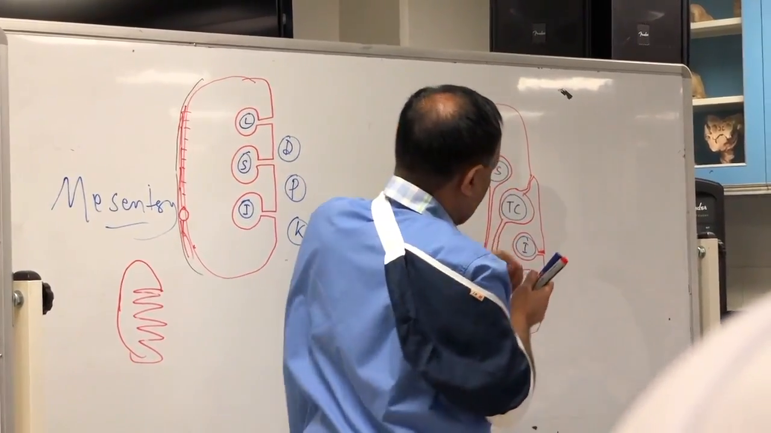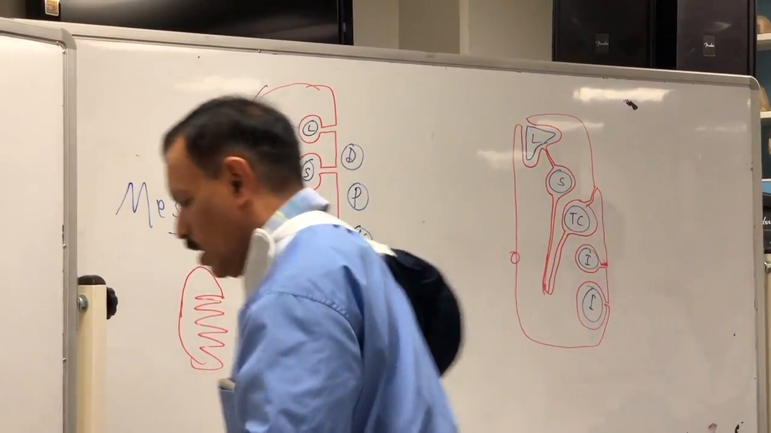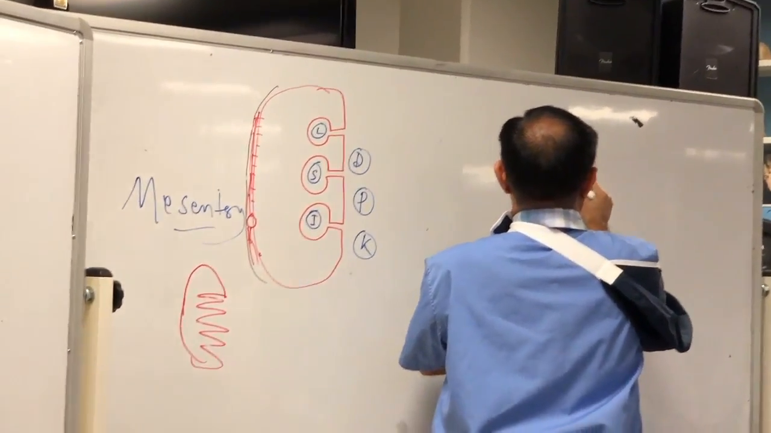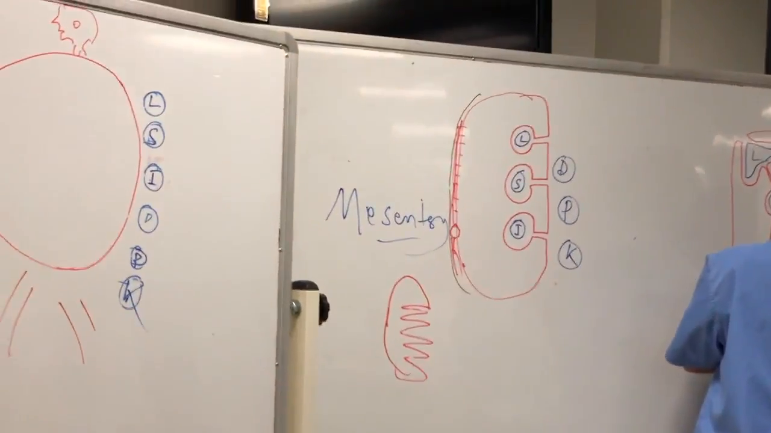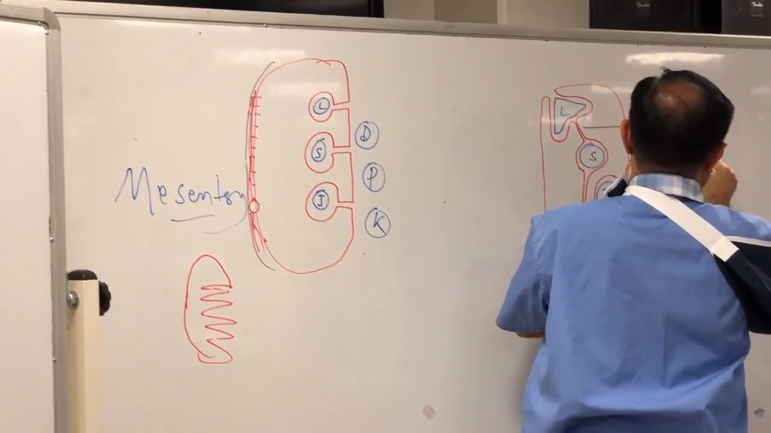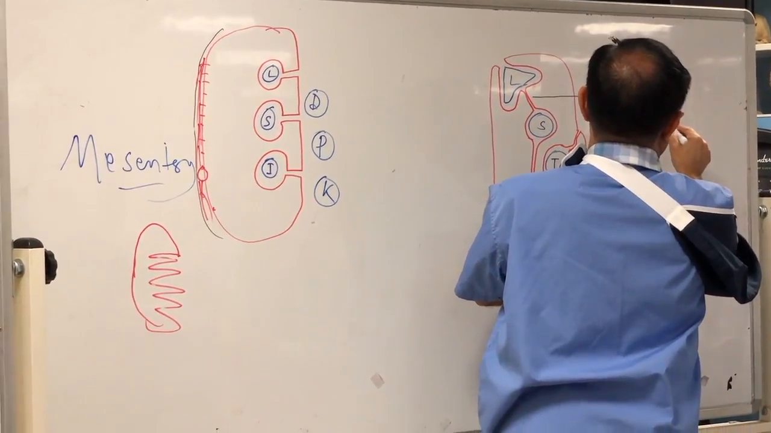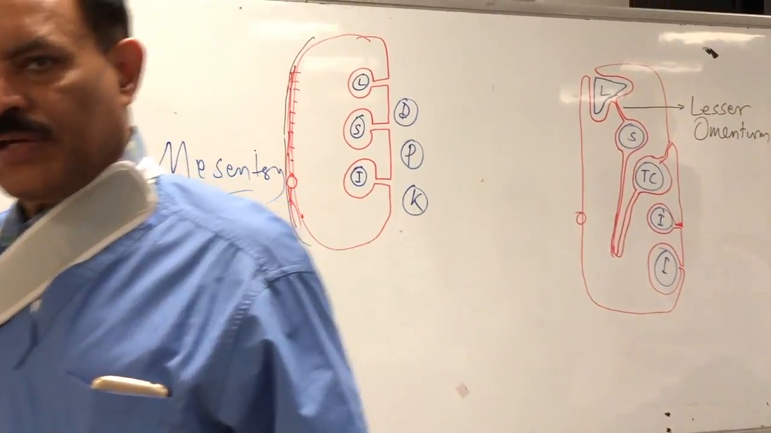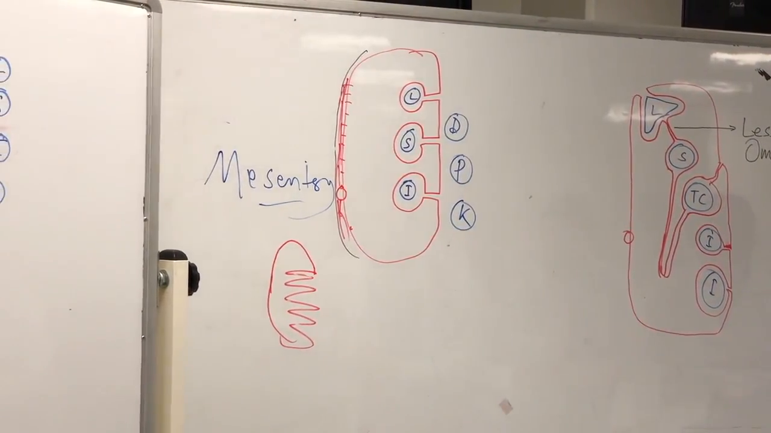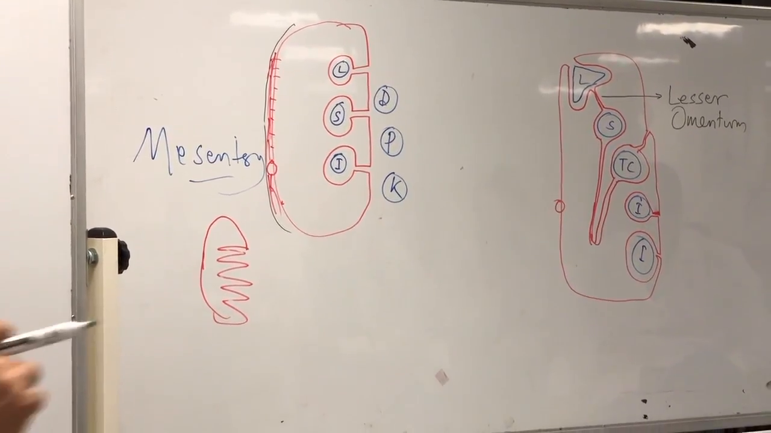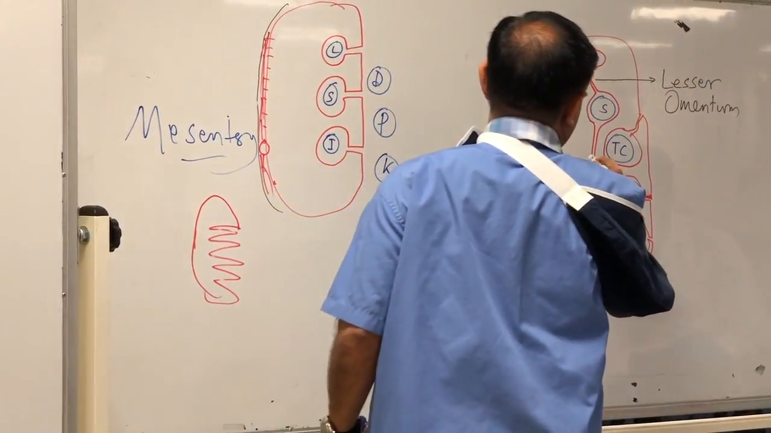It comes to the stomach. So this one we call the lesser omentum. Is that clear to you? What is the lesser omentum? Lesser omentum is a two-fold of visceral peritoneum, which is actually coming from the liver to the stomach. That's all. And this is called greater omentum.